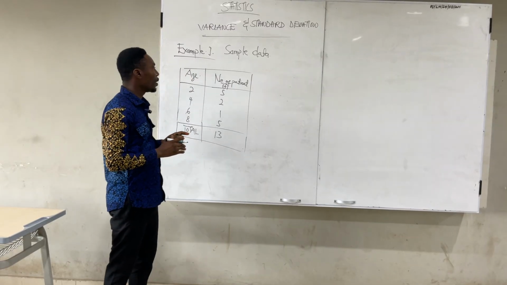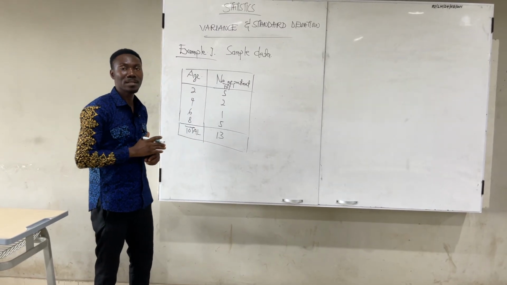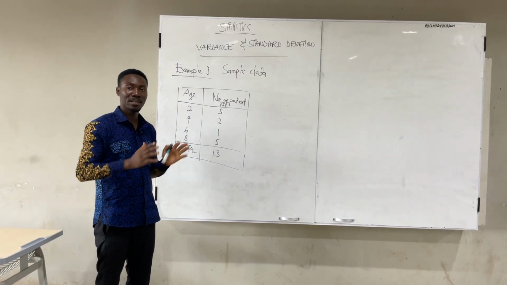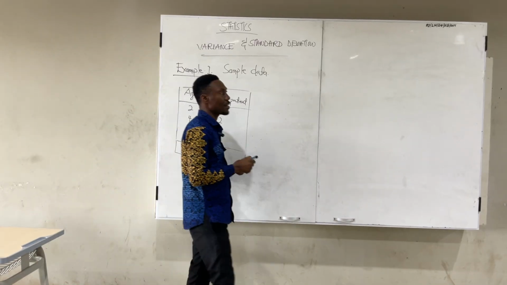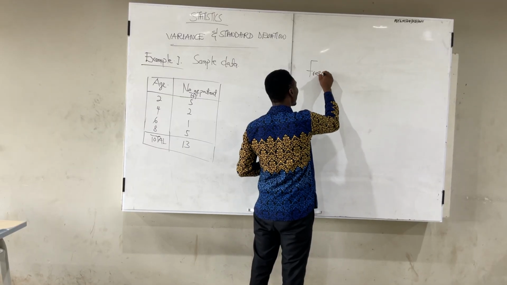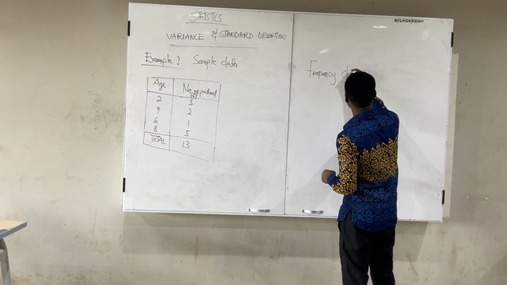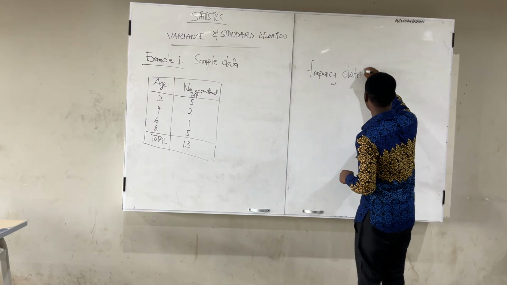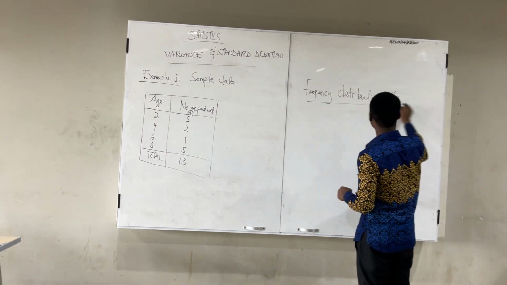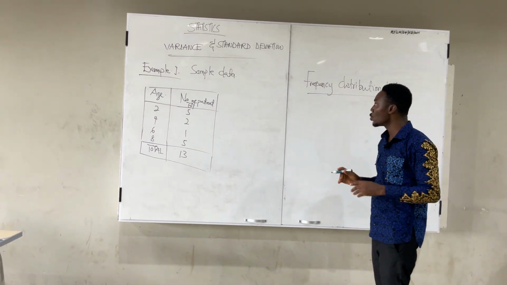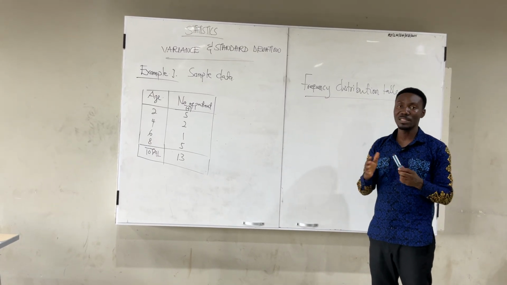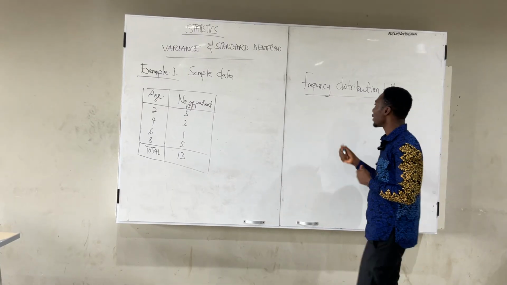Okay, now when you are given a frequency distribution table, the formula for calculating variance and standard deviation differs in a way. So first of all, let's look at the formulas that you can use when you are handling a frequency distribution table. For a frequency distribution table, the variance formula will differ when the data is sample data, and it will also differ when the data is population data. So let's look at the formula.